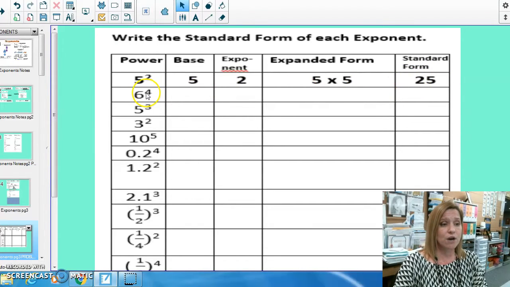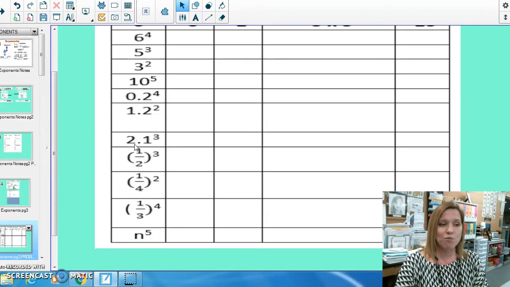All right, you can pause here and you can probably complete all the way up through 10 to the 5th power. Have your teacher check it over, come back, and we'll take a look at decimals real quickly.